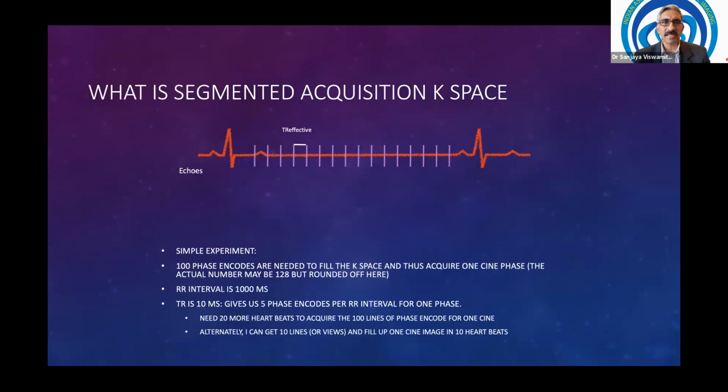Again, we can try to do this in a smarter way and try to make this even faster. And this is called segmented acquisition of k-space. So in the previous example, I gave you an exam where you could basically take 5 lines of k-space, fill it up for each heartbeat, and then over a period of say 10 heartbeats, you have 50 lines of k-space. Over a period of 20 heartbeats, you have 100 lines of k-space, which let us just say for this example, you need to get one image. So how long did it take me to get one cine phase? It took me 20 heartbeats. The patient has a heartbeat of 1 second, one beat per second. It's taken me 20 seconds.